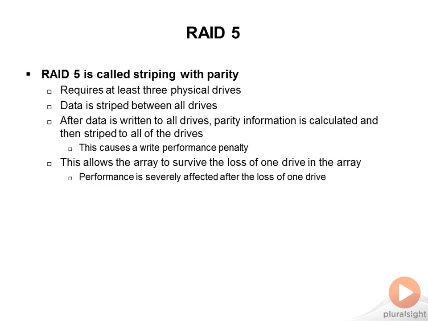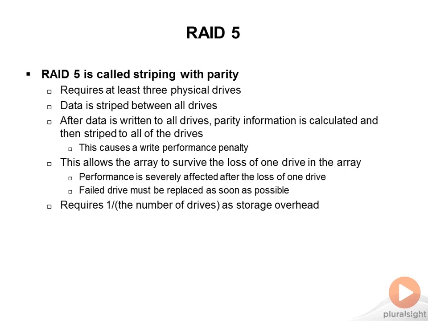If you lose a drive in the array, your performance is going to be severely affected because the RAID controller has to read the parity information from the other drives to reconstruct the missing data from the drive that failed. That failed drive has to be replaced as soon as possible, because if you lose another drive in that RAID 5 array, all of the data is lost. RAID 5 requires 1 over the number of drives as storage overhead for that parity information. So if you have a 4-drive array, you're going to lose 1/4 of your space for parity information.